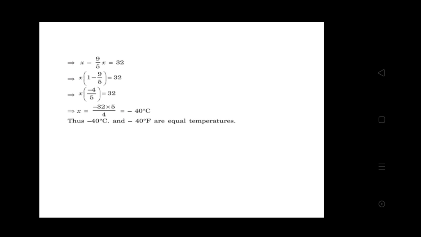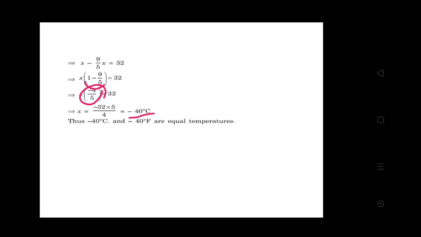1 minus 9 upon 5, that means 5 minus 9 over 5. So it's minus 4 upon 5 x equals 32. So the value of x equals minus 40 degrees Celsius. So thus minus 40 degrees Celsius and minus 40 Fahrenheit are equal temperatures.